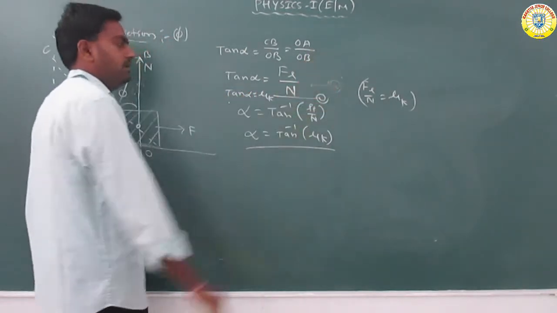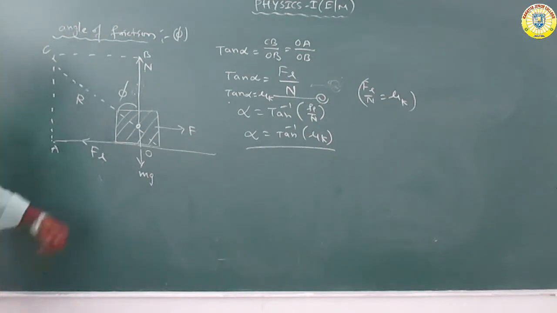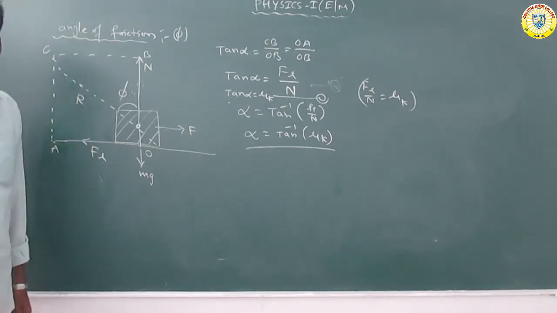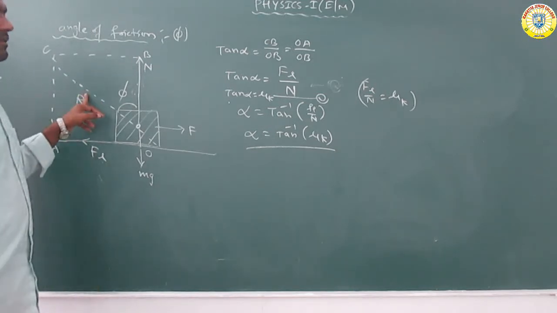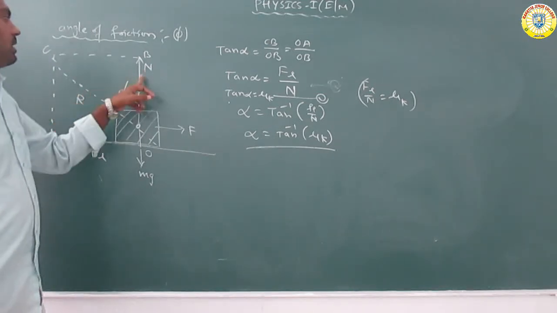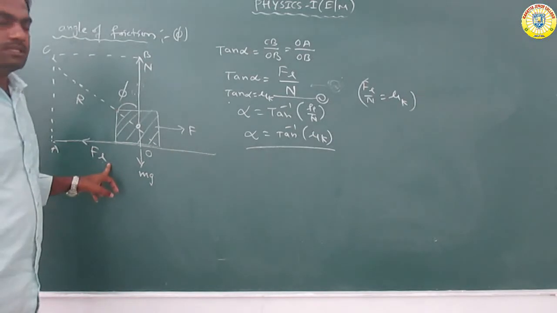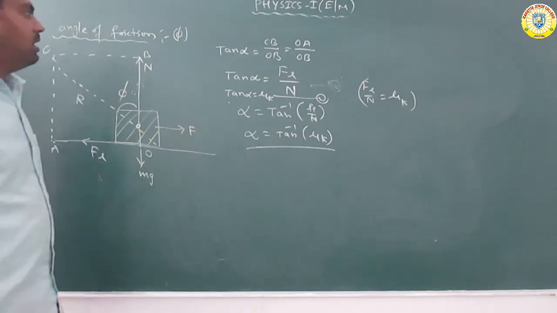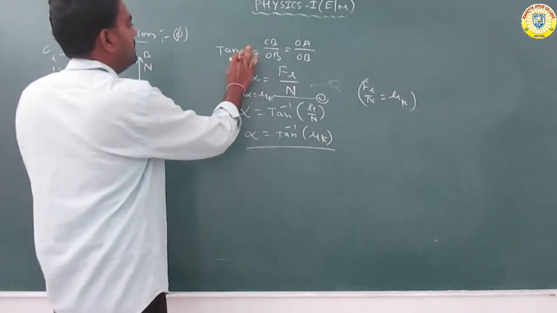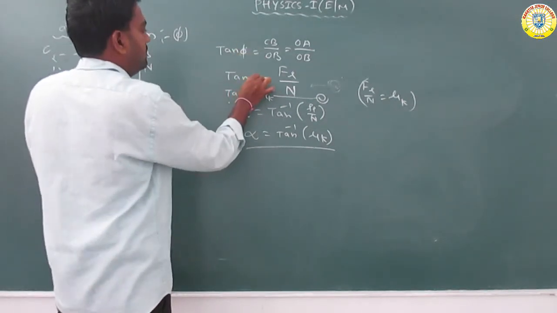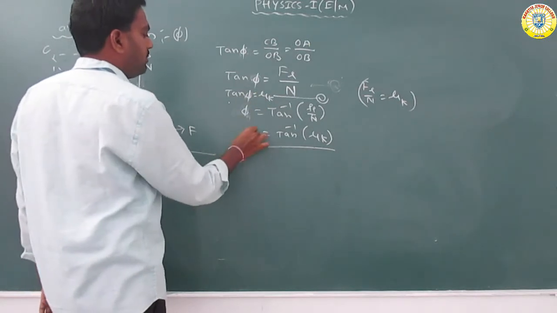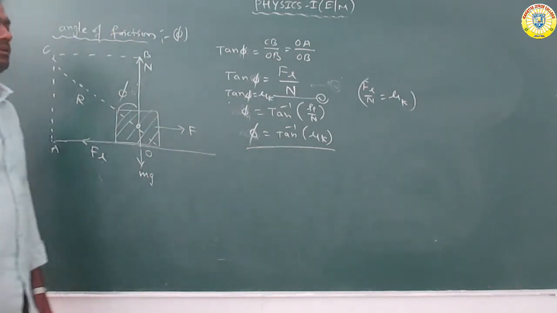So this is called equation 1. Okay, got it. So what is the angle of friction? The angle of friction is defined as the angle made by the resultant of the limiting friction and the normal reaction with the normal reaction. It is denoted by phi. So phi is equal to tan inverse mu k.